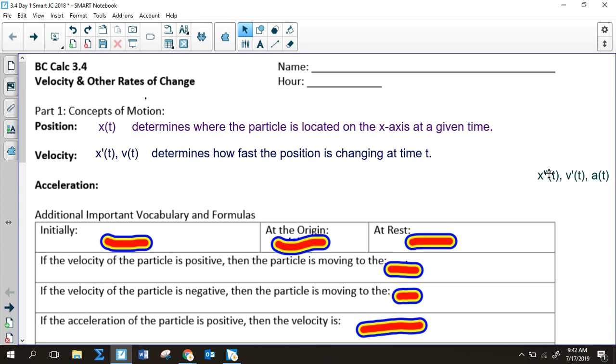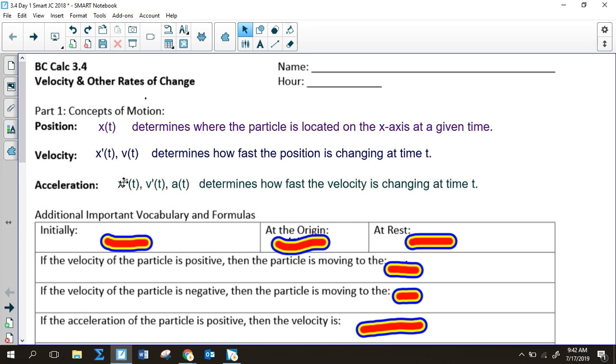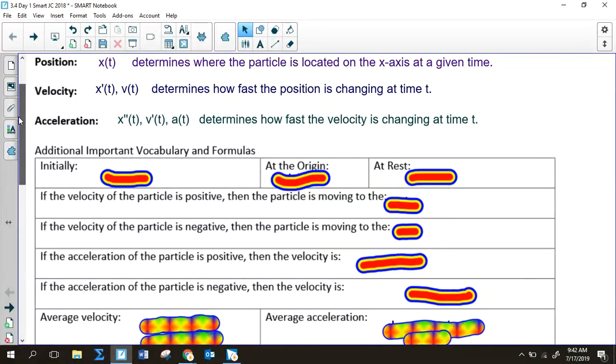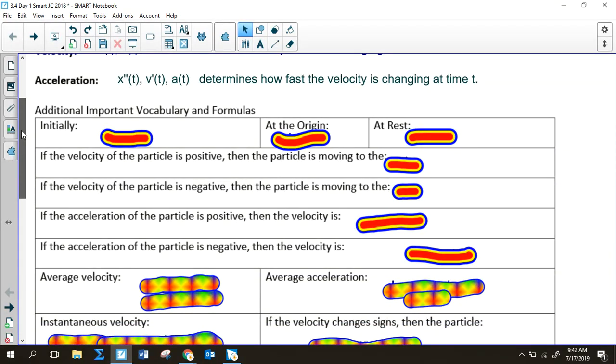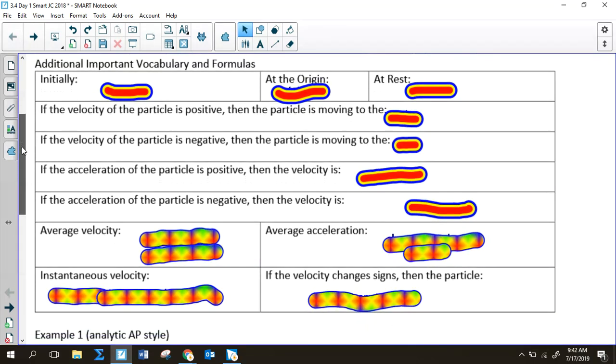And then acceleration is either the second derivative of position, the first derivative of velocity, and it can be written as a of t. And this determines how fast the velocity is changing. So sometimes it's a little harder to understand, but it is understanding the speeding up or slowing down. Okay, so now I have a whole bunch of ideas to go along with it. It's just easier if we talk about them real fast here, write them down so you have them to look back at, and then we'll do some practice problems with this information.